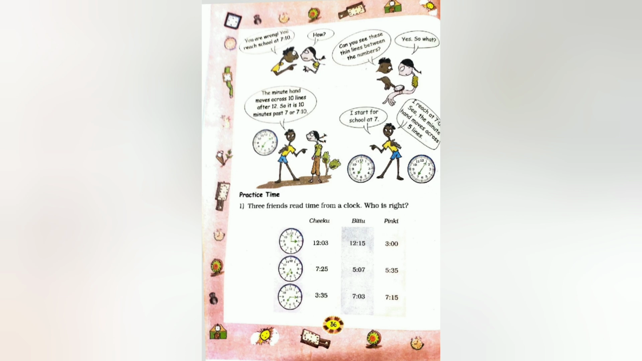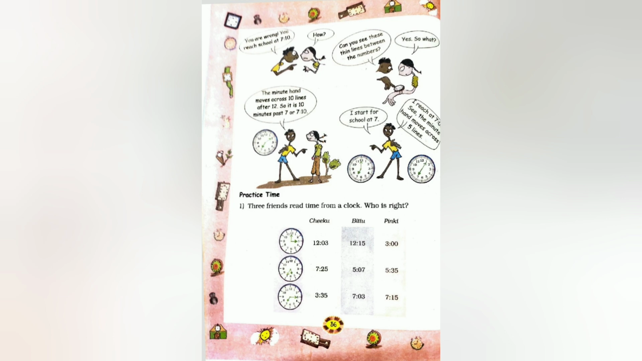3 friends read time from a clock. Who is right? Chiku, Bittu or Pinky? Okay. In first clock, the short hand means hour hand is on 3 and minute hand is on 12. So, Pinky is right. It is 3 o'clock.